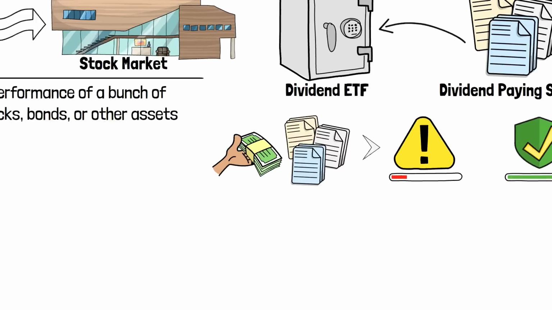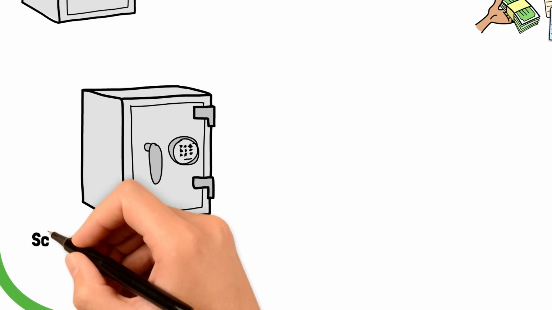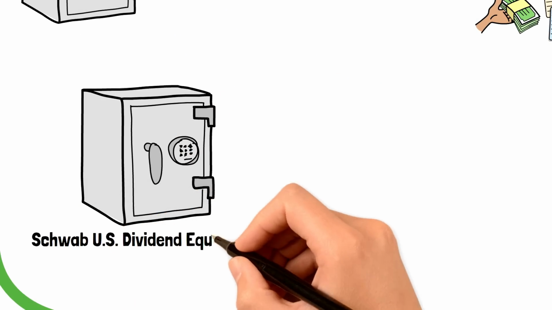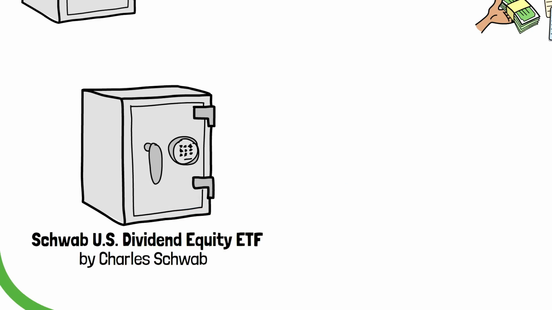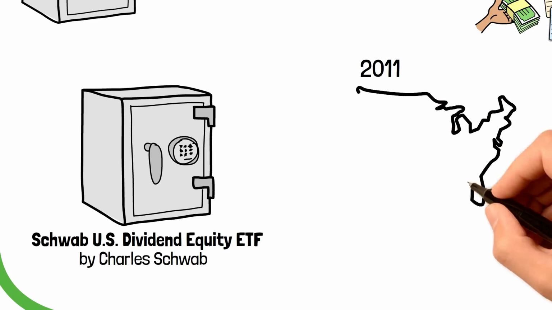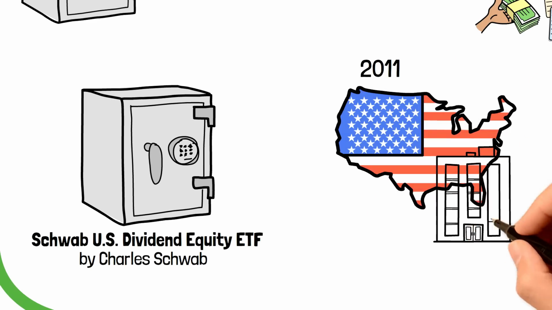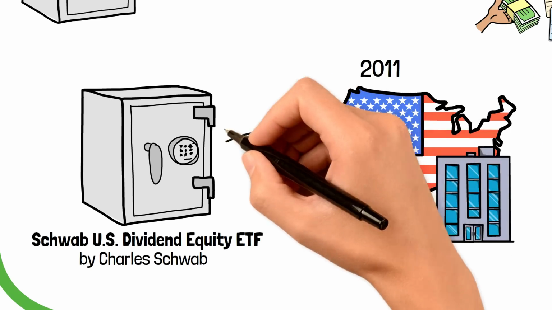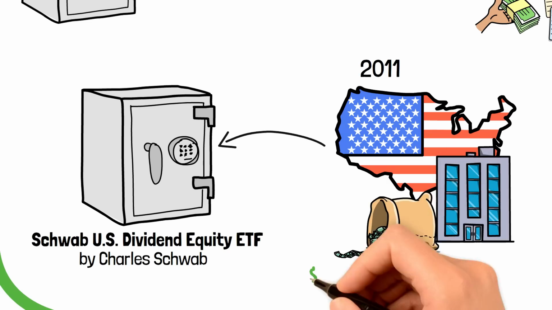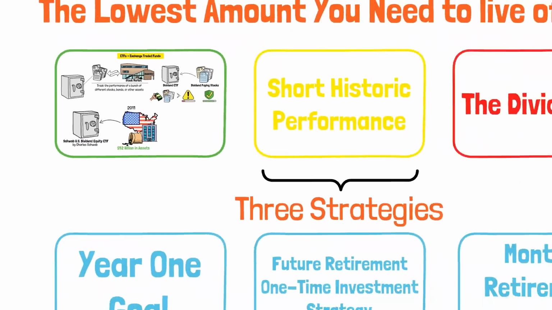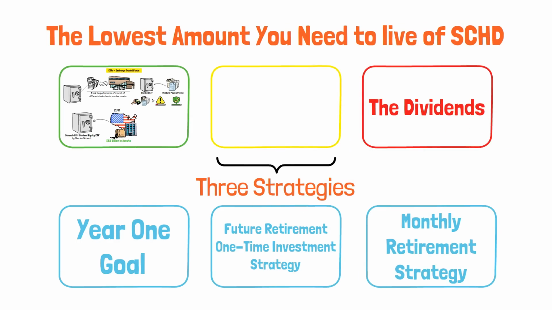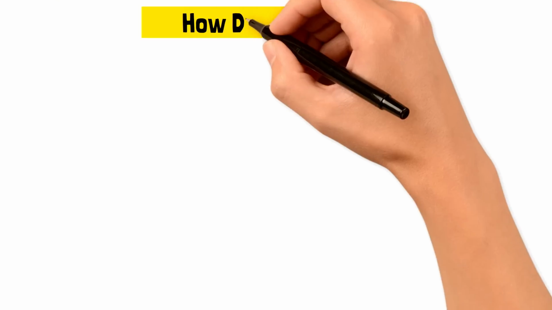investment too much. One of these ETFs is the Schwab US Dividend Equity ETF, sponsored by Charles Schwab. It started in 2011 and tries to copy the performance of large U.S. companies that are considered good value investments. It's a big ETF with over $52 billion in assets, making it one of the largest ETFs that focus on these types of companies. So how does it work?